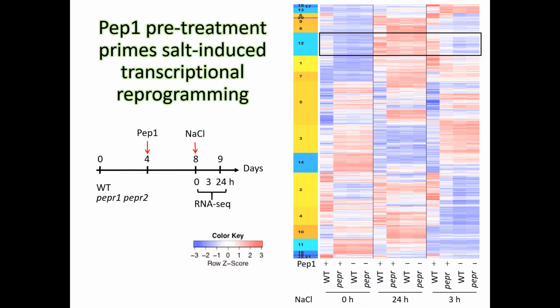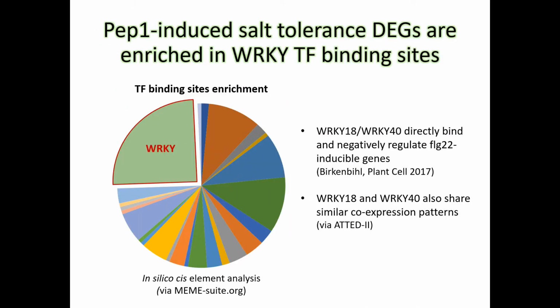For example, this cluster that I've boxed in black shows PEP1-enhanced salt-inducible expression. Taking these DEGs, we performed an in silico analysis to look at whether there is any overrepresentation of cis elements, and we found that WRKY transcription factor binding sites are enriched in the upstream promoter regions of these genes. We then chose to focus on WRKY18 and 40, mainly because there are extensive studies and reports that they directly bind and negatively regulate PTI-inducible genes. Another reason is that WRKY18 and 40 have very similar co-expression patterns.